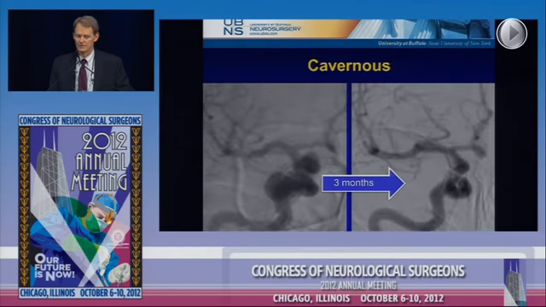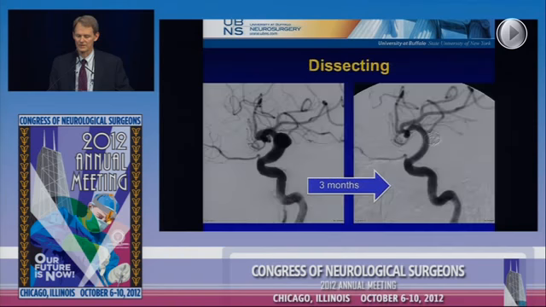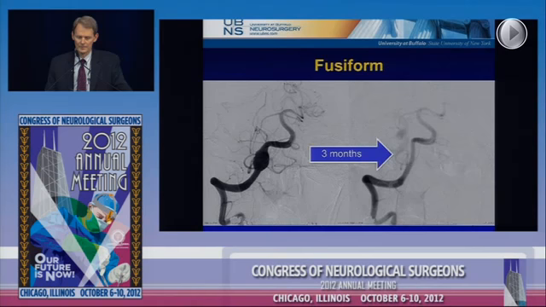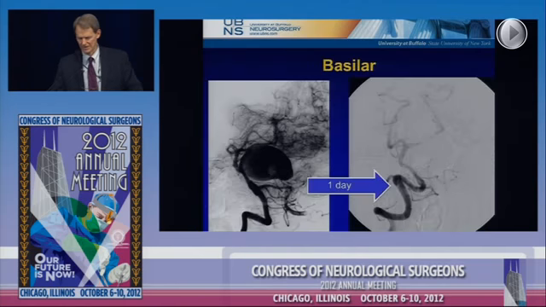Next. So here are a couple of case examples, just a cavernous aneurysm that 3 months down the road looks virtually normal. Next. You can see the outline of the stent. Another dissecting aneurysm that 3 months down the road looks beautiful. Next. Here's a middle cerebral, again, with a pipeline and some coils. Looks perfect. Next. A fusiform basilar. This is a smaller one that did well. And again, look at the remodeling. Next. And a giant basilar that was a beautiful angiographic result. This patient also did well. Next.